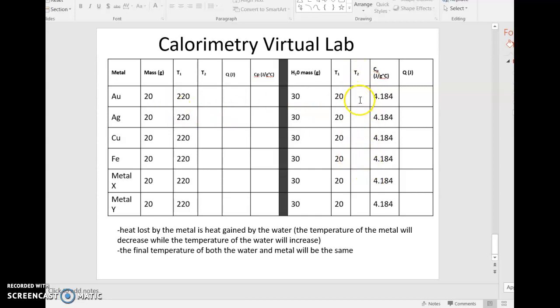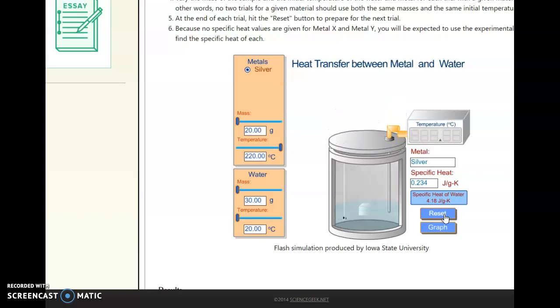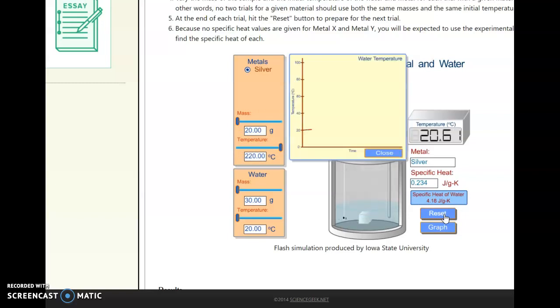So let's go over the first one. Okay, so for silver, I'm changing its temperature to 220 degrees. If I can get this to work. There you go. And I'm going to start it off. Again, give it a couple of seconds, but I can see that the temperature of the water is increasing. Okay, it's doing it rather slowly, but you can still see nonetheless that the temperature is increasing. Eventually, it'll level out, and it'll stop increasing.